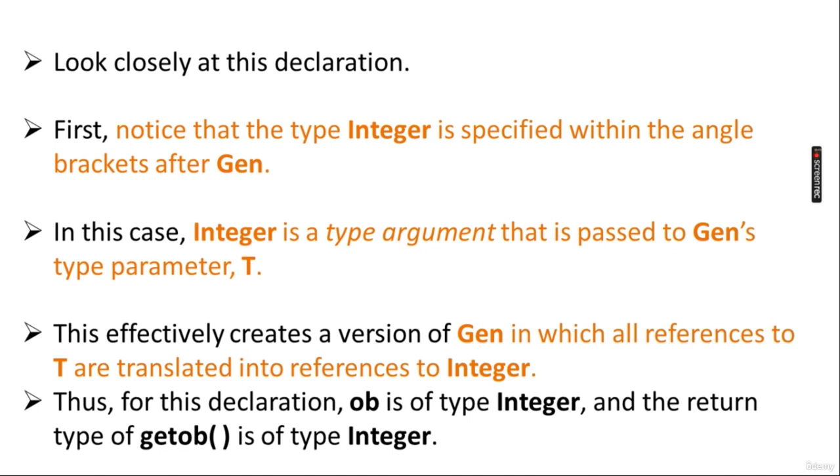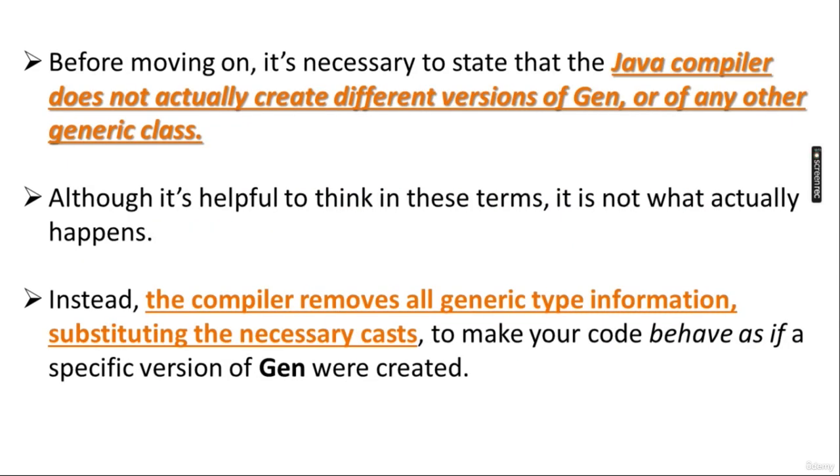Thus for this declaration, ob is of type Integer and the return type of getob is of type Integer. Before moving on, it is necessary to state that the Java compiler does not actually create different versions of Gen or of any other generic class. Different versions are not created, because for each generic class you are replacing the actual object over there. If you are passing Integer in angle brackets, the Integer object will be created. If you are passing Float, Float will be created. If you are passing String, String will be created, and so on.